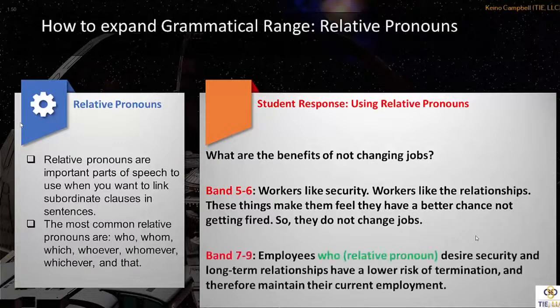So look here. Employees who desire security and long-term relationships have a lower risk of termination and therefore maintain their current employment. Much, much better, much higher level work.